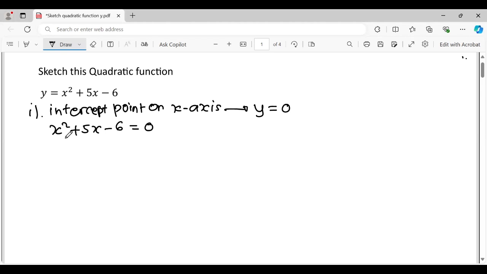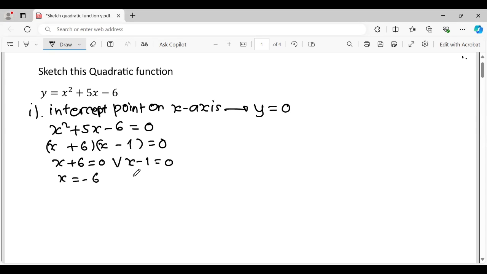Now we're going to find the values of x, two numbers, plus 6 and minus 1. Okay. 6 multiply minus 1 equals minus 6. 6 plus minus 1 equals positive 5. So x plus 6 equals 0, or x minus 1 equals 0. So x equals minus 6, or x equals 1.